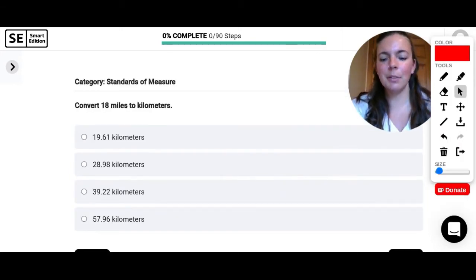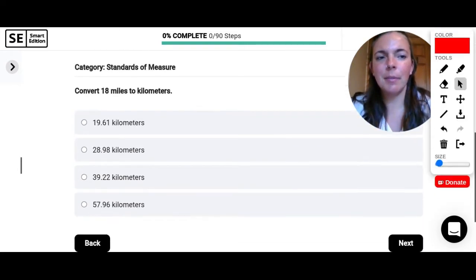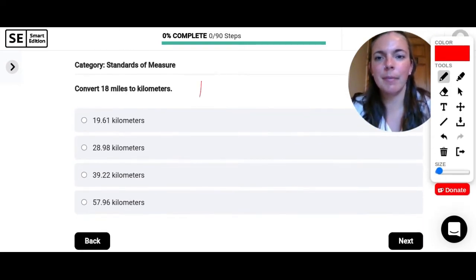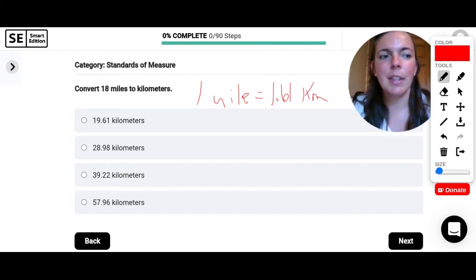Okay, let's convert miles to kilometers. So 1 mile is equal to, if you can remember, 1.61 kilometers. This could be really helpful. This is not one conversion that we typically see all the time, but it's something that could be helpful if you can remember it.